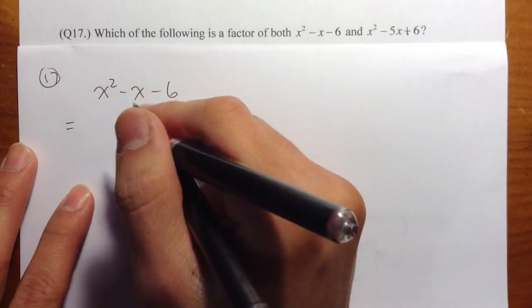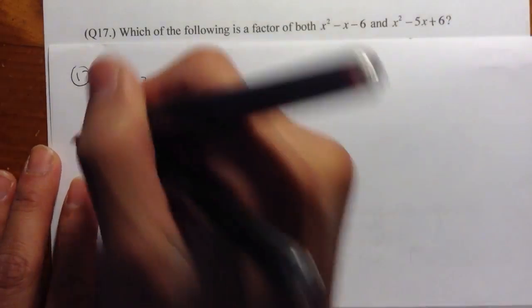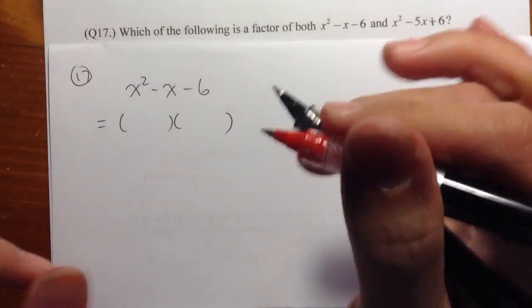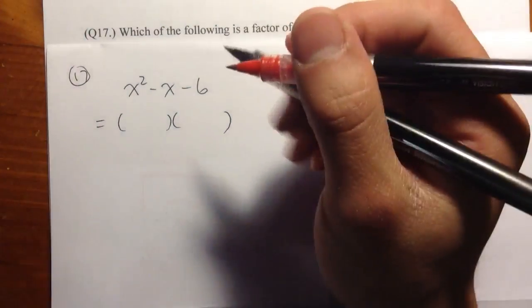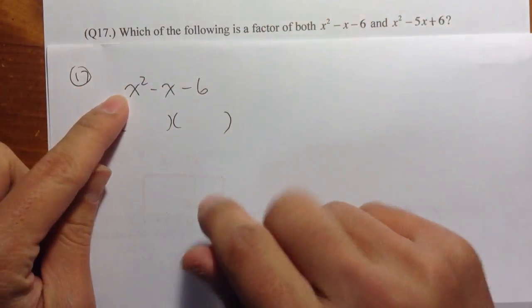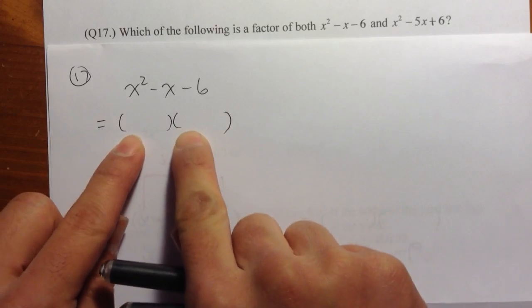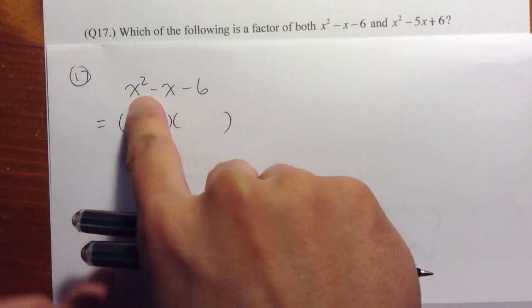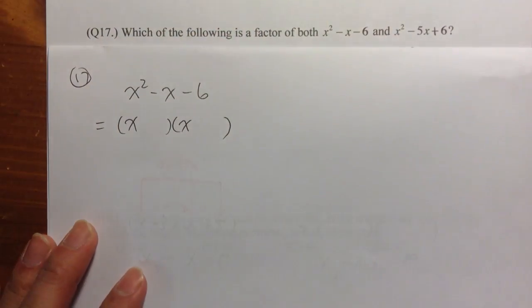I have x squared minus x minus 6. I want to factor it. Let's get ready by putting two parentheses first. So factoring is the backwards of FOIL, the FOIL method. So the procedure is, let's look at the x squared first, and then think about what times what will be x squared. Well, x times x will be x squared, right? So let's put that, x and x.